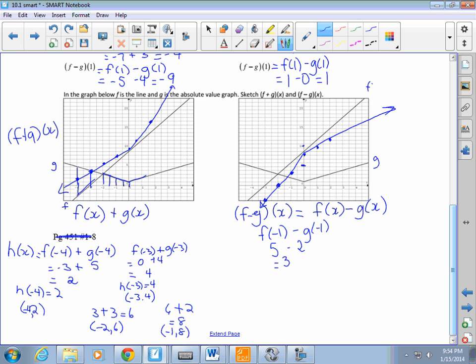So all I do is I subtract my y value for my f graph minus my y value for my g graph for this one. So for this graph on this side, it was adding, so I added my y value from my f graph to my y value from my g graph, and then I plot that above the x-axis. Same thing with this one. When I subtracted, I'm plotting it above that x-axis.